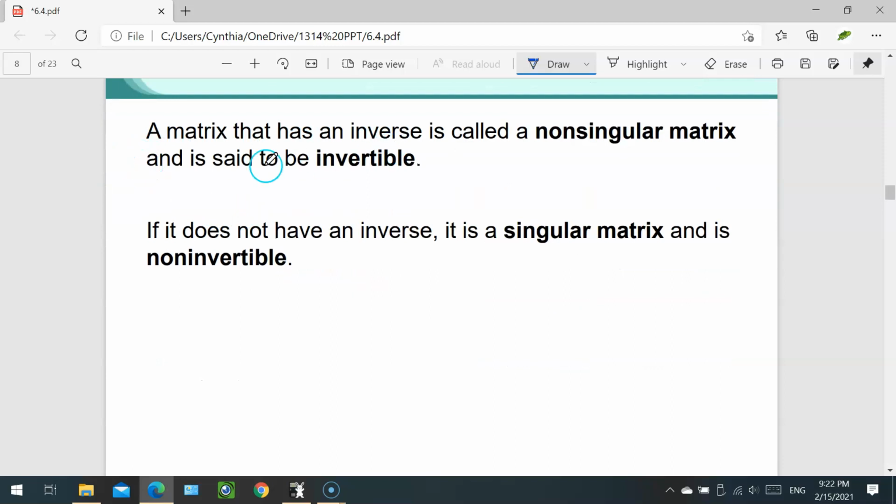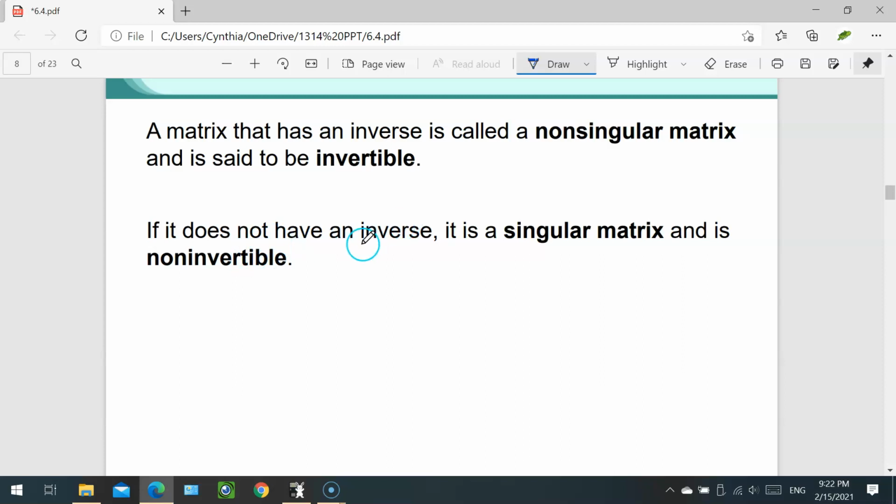Before we move on to solving for a 2 by 2 inverse, let's read this. A matrix that has an inverse, we call a non-singular matrix, and we also say it is invertible. If the matrix has no inverse, then it is a singular matrix, and it is non-invertible. So recognize these two differences. When the matrix has an inverse, we call it non-singular, and it is invertible.